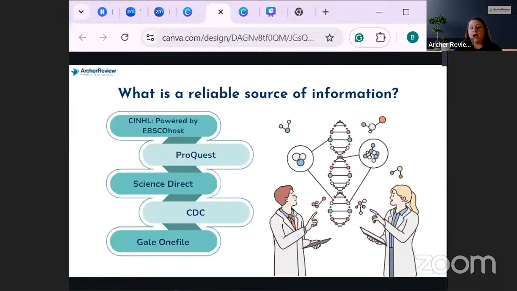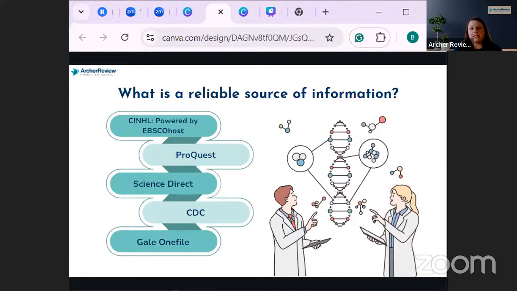Gotten permission from our IRB board to conduct a new study. So how will we know what's a good research versus a predatory journal article, right? The answer to this question is going to lie in using appropriate resources. So what are reliable sources of information?